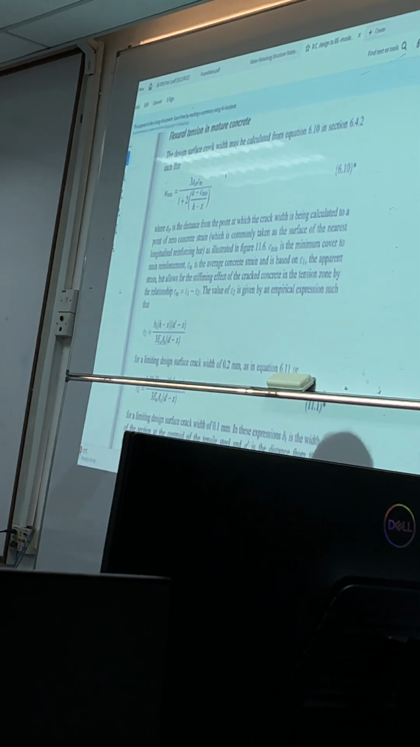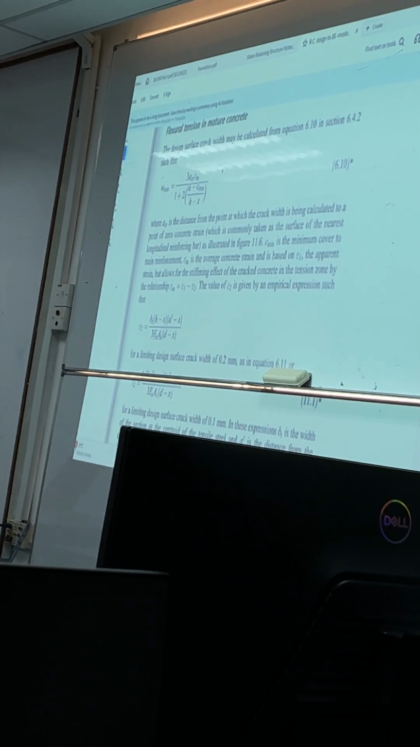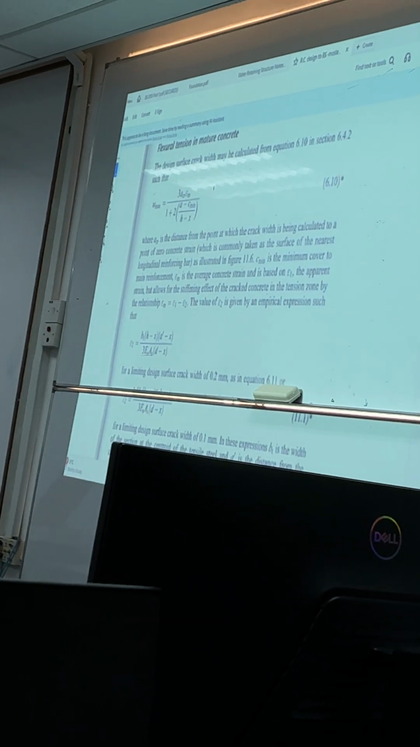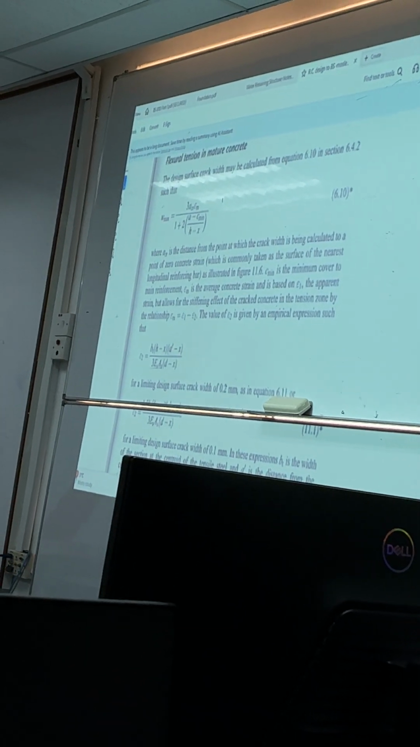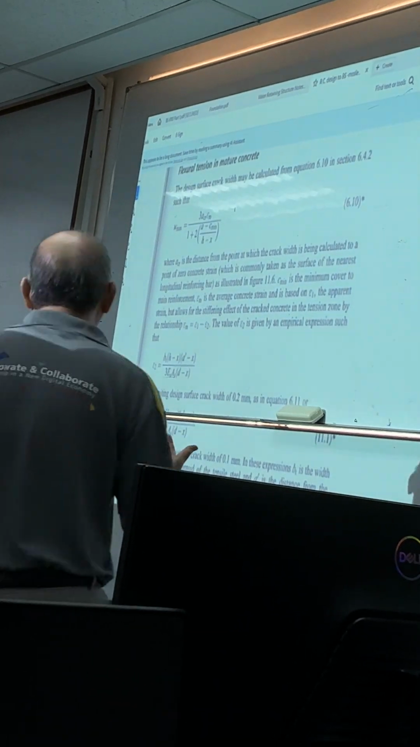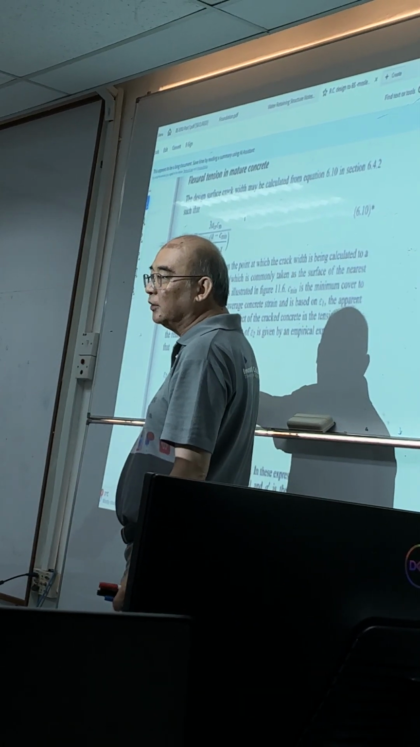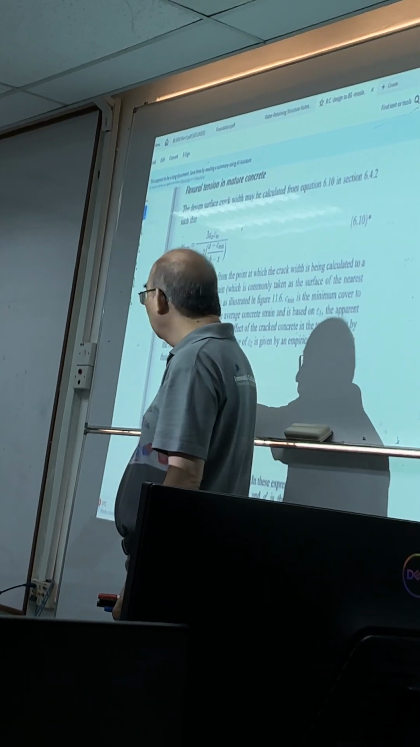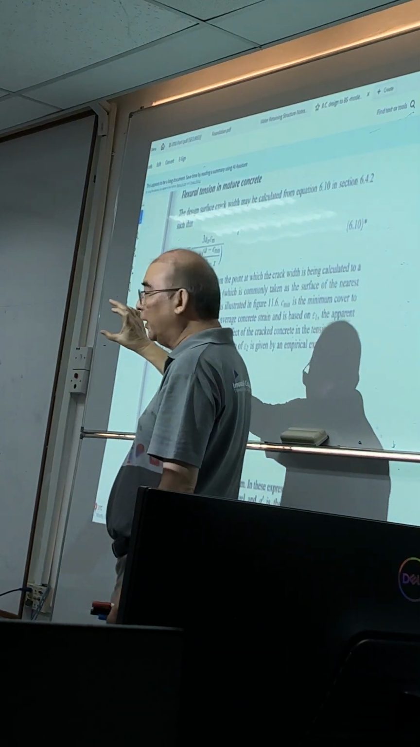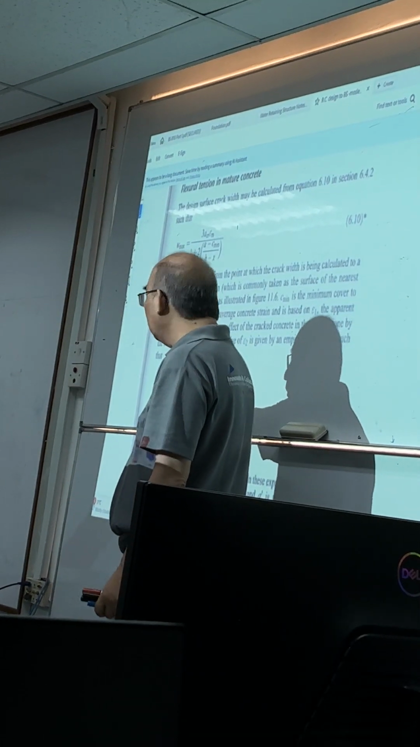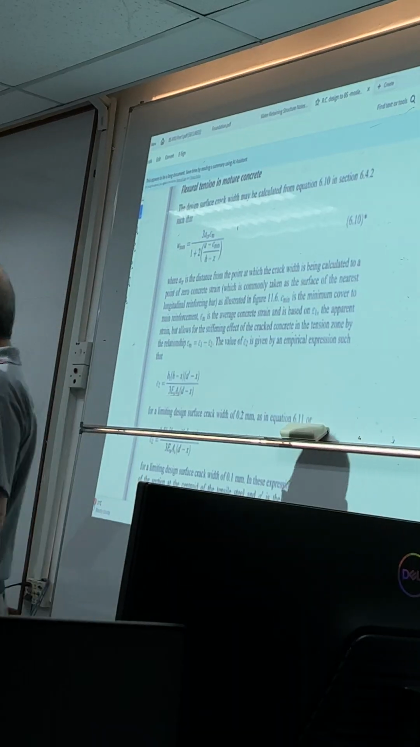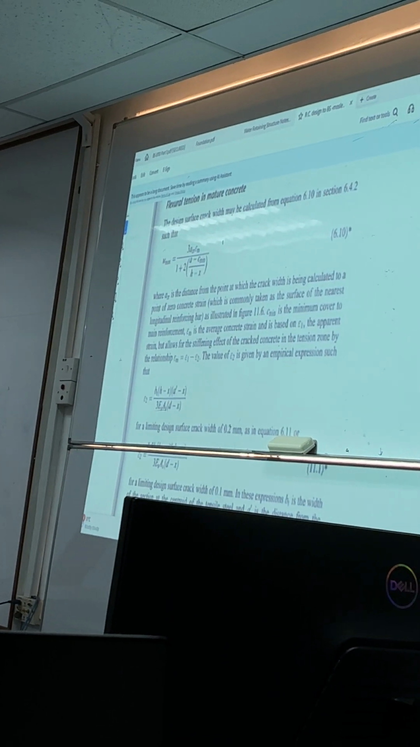So now you understand why we don't like to do this step, because it's just very messy. What is x? x is the neutral axis distance. h is the gross depth. d is the effective depth.